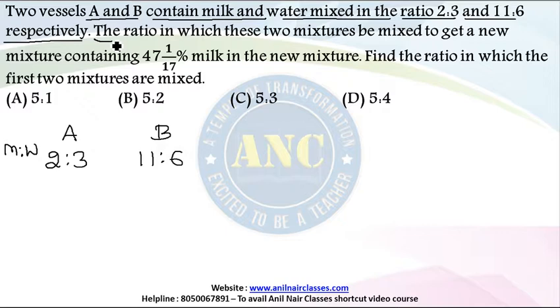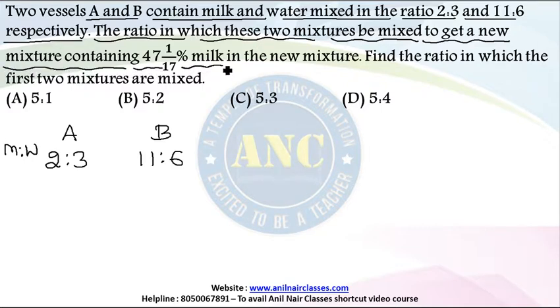Next statement. The ratio in which these two mixtures be mixed to get a new mixture containing 47 1/17% milk in the new mixture. That means there is another vessel. This vessel I will call it as vessel C. I will pick out some ratio of milk and water in vessel A and some ratio of milk and water in vessel B. I will mix these two ratios and I will form a new mixture, which I will call as vessel C.